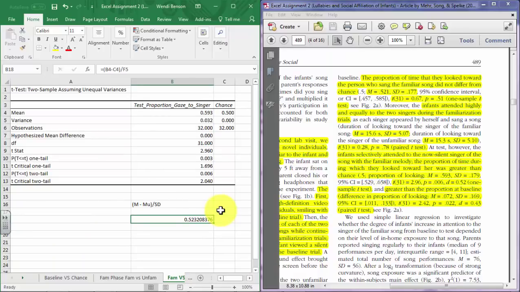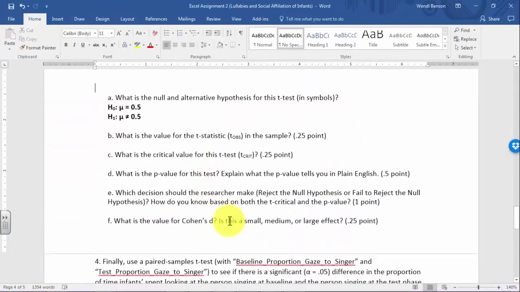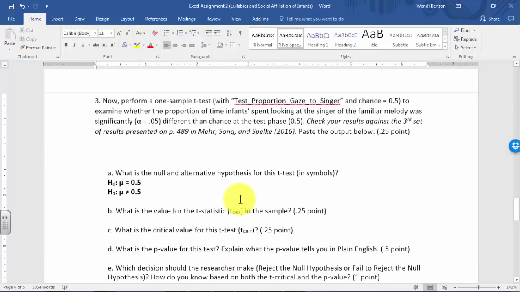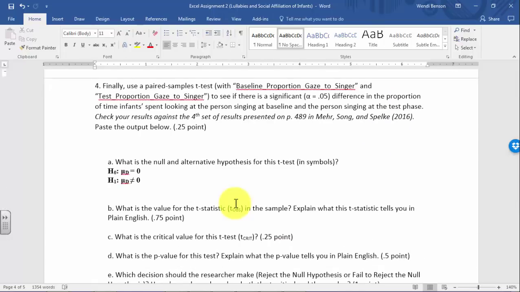Now you can look at your chart in the formula sheet to determine if this is a small, medium, or large effect, because I believe you're going to be asked about that in your assignment. All right, so now we know that after they saw the woman sing the familiar lullaby, they stared at her significantly longer than you would expect just due to chance when they showed the two women side by side.